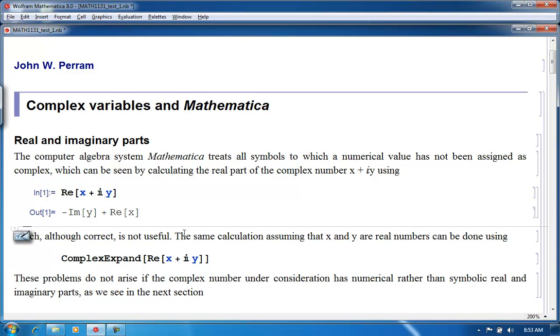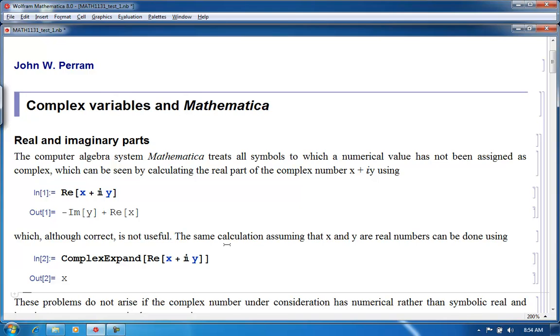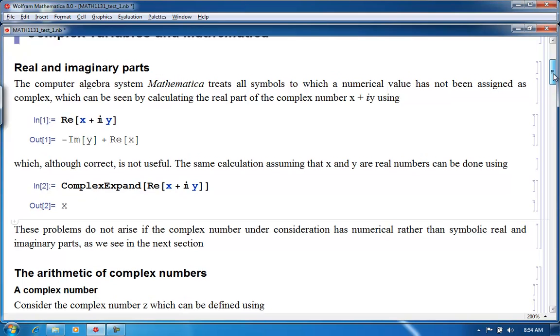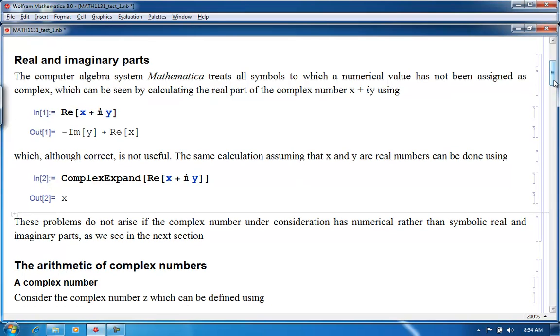So, being aware of this, to do the same calculation but ensuring that symbols are treated as real variables or real numbers, there's this function ComplexExpand, and if we apply that, then we get x, which is what we'd like to get. So that's one of the foibles of Mathematica. These problems don't arise, of course, if we've got numbers instead of symbols.